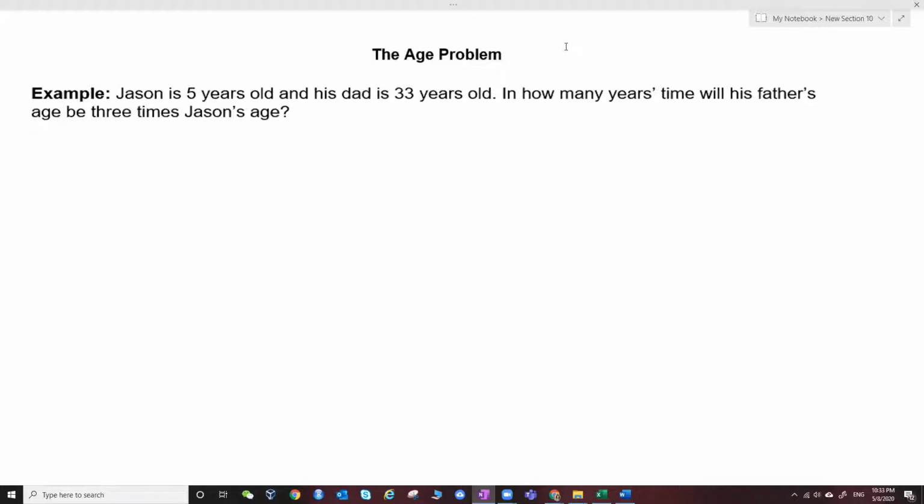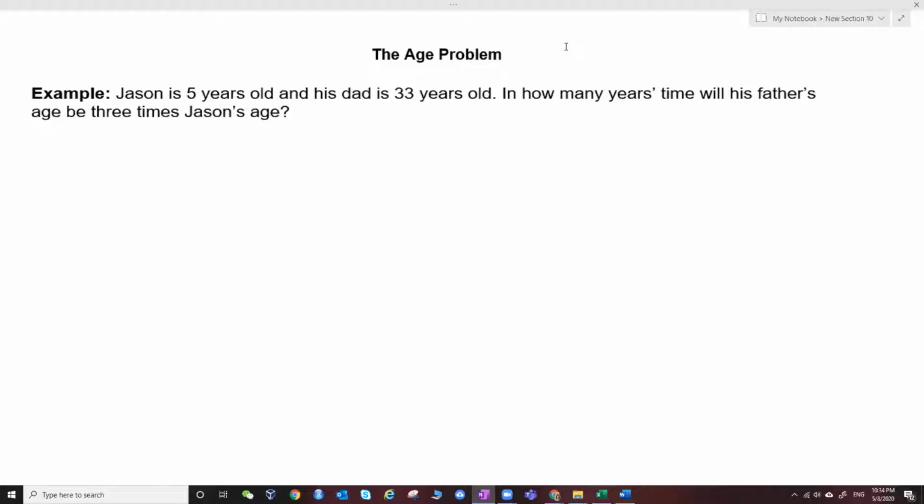And in this video, we're continuing our discussion of the age problem. In the last video, we introduced the concept of the age problem and also the 3 simple rules for the age problem. Now, this example is going to be a little trickier than the last example. Let's read this example together.